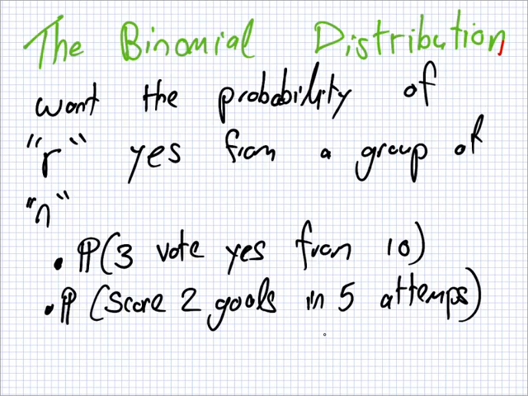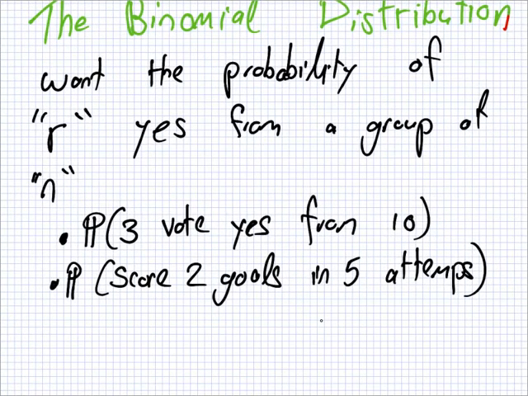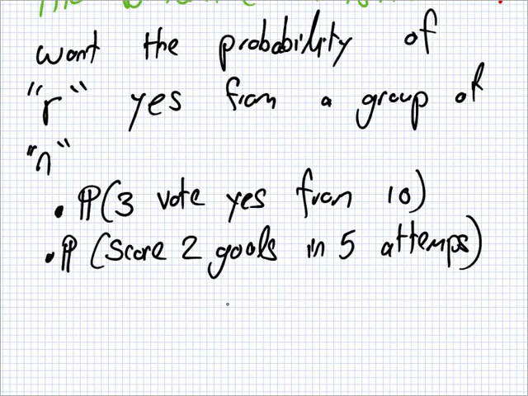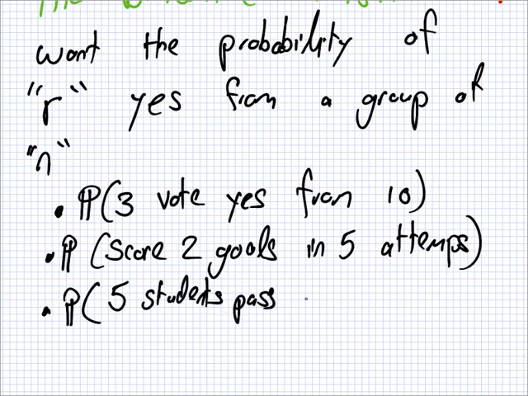Can we think of any other examples? So when you want the probability of so many successes in a group. So this is voting yes, this is goals scored. Anything else? Yeah, good one. So maybe I want the probability that 5 students pass in a class of 10. These are the type of examples we're going to look at.